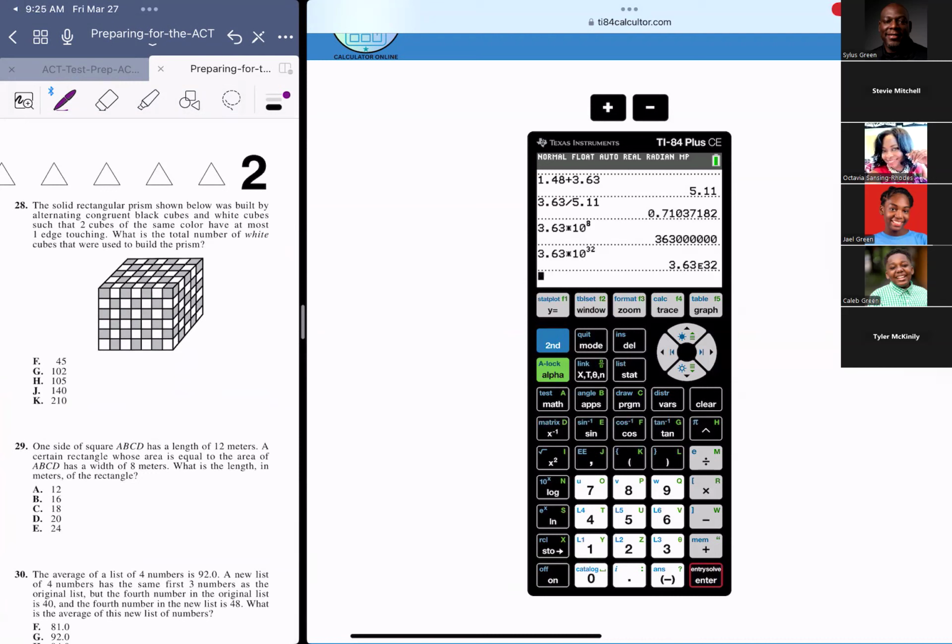The solid rectangular prism shown below was built by alternating congruent black cubes and white cubes such that two cubes of the same color have at most one edge touching. What is the total number of white cubes that were used to build the prism?